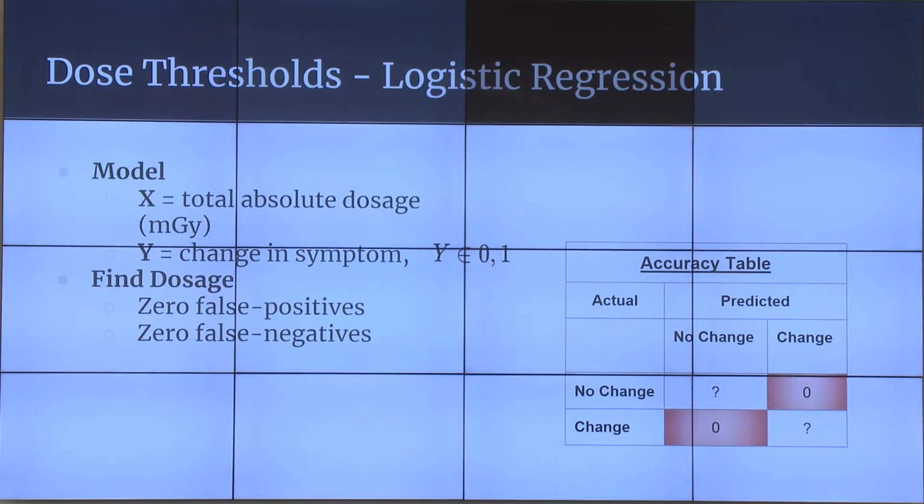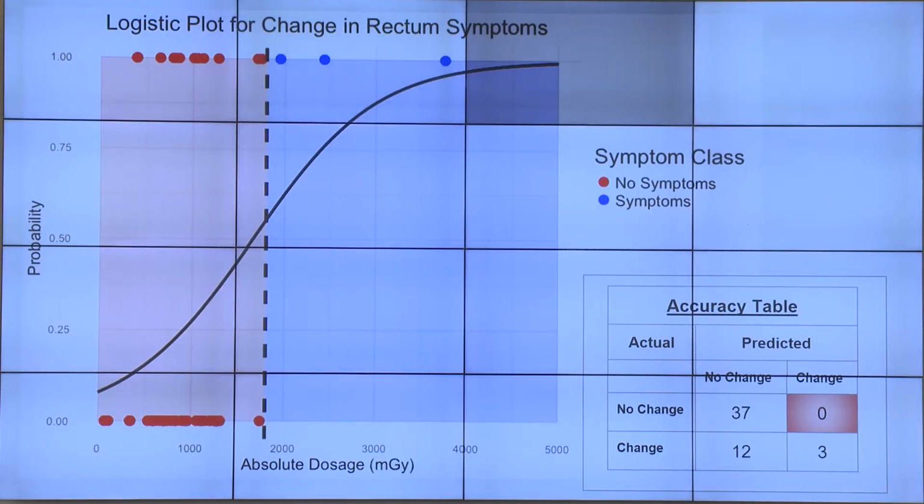In order to visualize this, we will use a logistic plot. On the x-axis, we have the absolute dosage in milligray. And on the y-axis, we have the probability, ranging from 0 to 1, of having a change in a given symptom. This is a plot specifically for rectum symptoms. And the dashed line in the middle of the plot indicates the threshold that we had to change in order to see where we had 0 false positives and 0 false negatives.